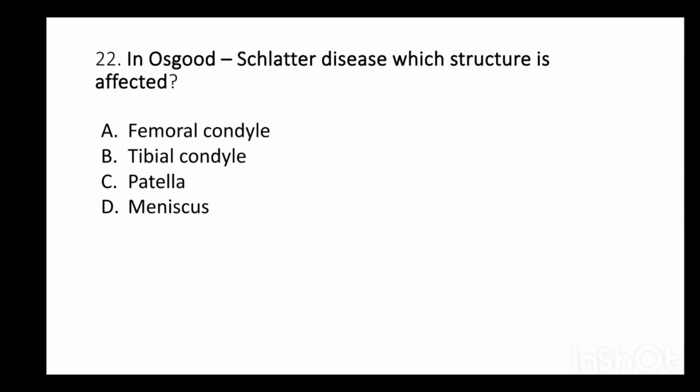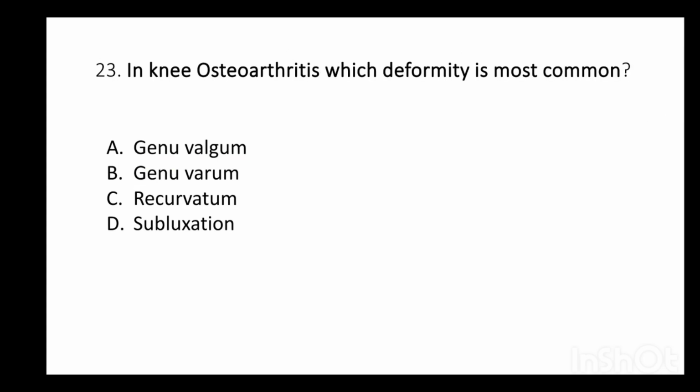Our next question is, in Osgood-Schlatter disease, which structure is affected? Femoral condyle, tibial condyle, patella and meniscus. And the answer is tibial tuberosity region of the tibia. In knee osteoarthritis, which deformity is most common? Genu valgum, genu varum, recurvatum and subluxation. And the answer is genu varum.